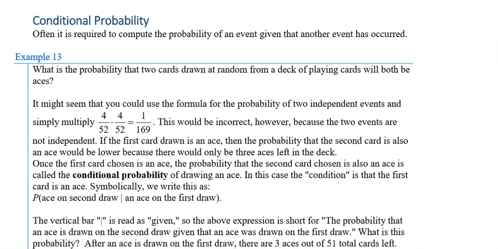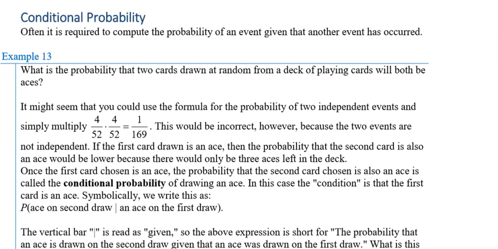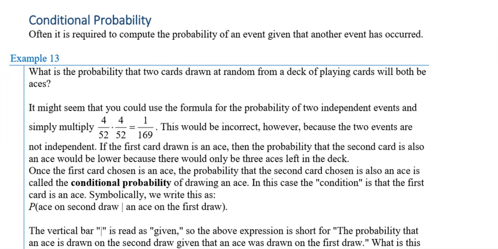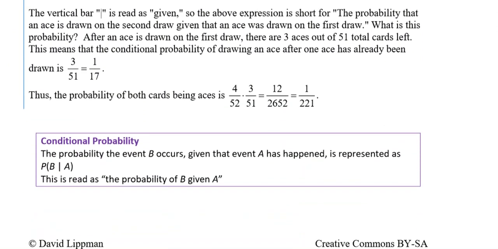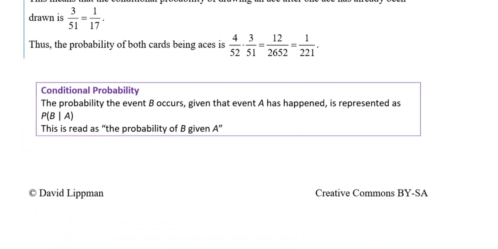Okay, sometimes we need to find a probability when it's what's called conditional. What this means is that one probability is going to affect the other probability. So I'm going to jump into the definition here and then do some examples. Conditional probability is the probability that event B occurs given that event A has happened.